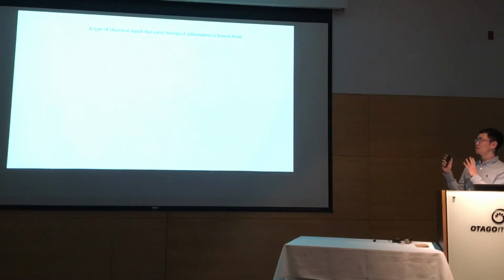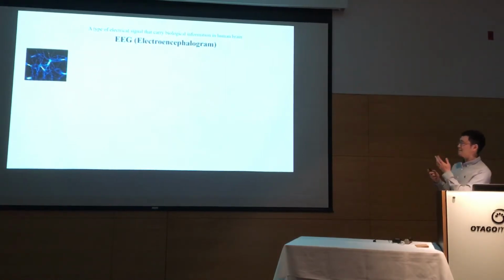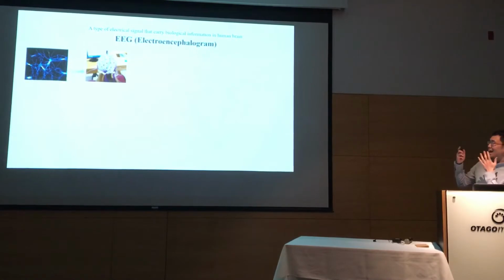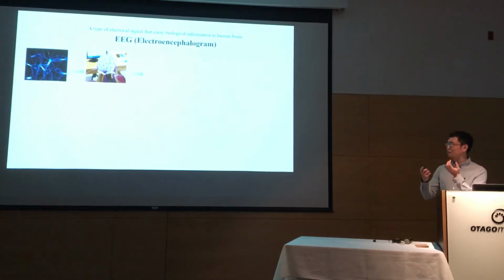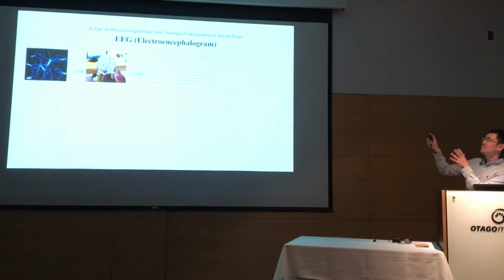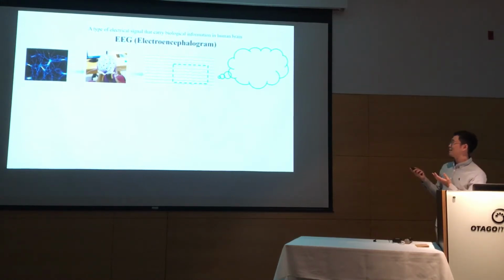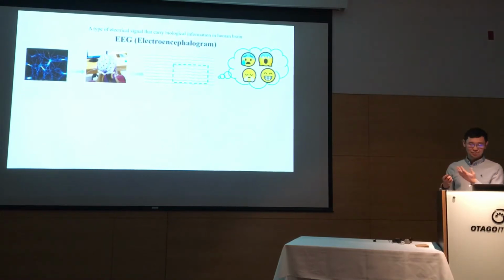Is there any equivalent signal in our brain? That's your brain wave, your EEG signal. This is the EEG signal, because it's generated by our brain activity, and we collect it using this EEG cap. This is what the signal looks like. And it contains information like mental status, your emotion, your sadness, happiness, or anxiety levels.